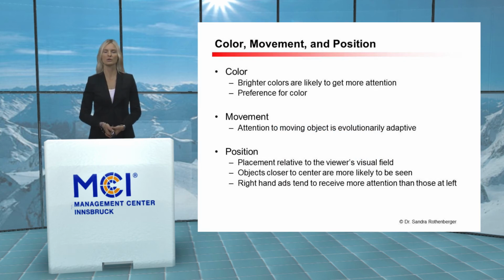Stimuli which also attract attention are color, movement, and position. The brighter the colors, for instance, the more likely they get attention. People have preferences for colors. Movement: attention to a moving object is evolutionary adaptive. And position: placement relative to the viewer's visual field. Objects closer to the center are more likely to be seen. Right-hand ads tend to receive more attention than those at the left side.